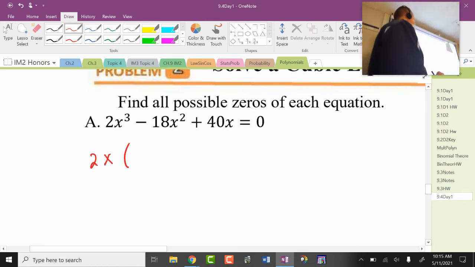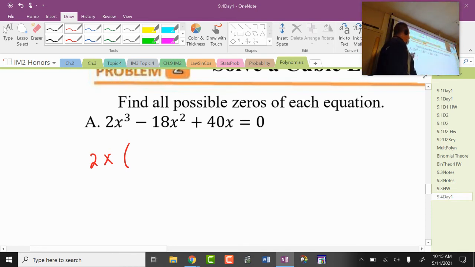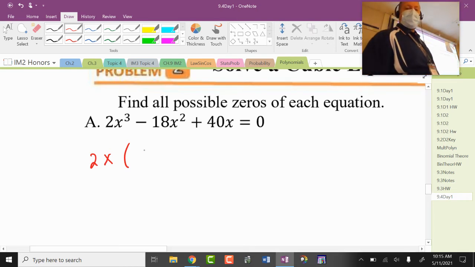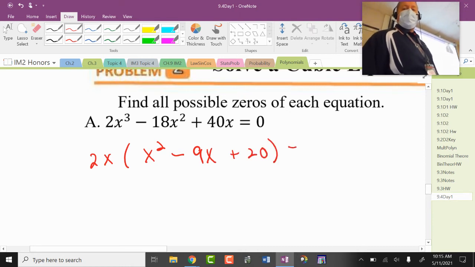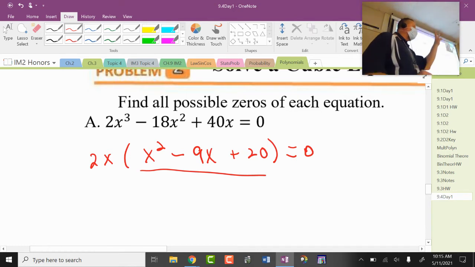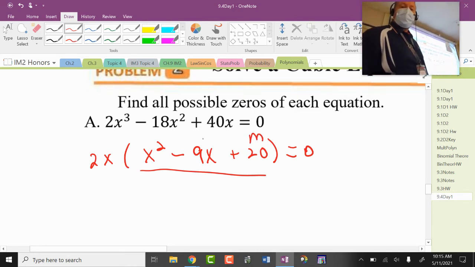We know there's a GCF, right? Okay, and then what you're left with is x squared minus 9x plus 20. There you go. And then this is what you access in your brain. What kind of factoring is this when you have 3 terms? Oh, it's the MA factoring.